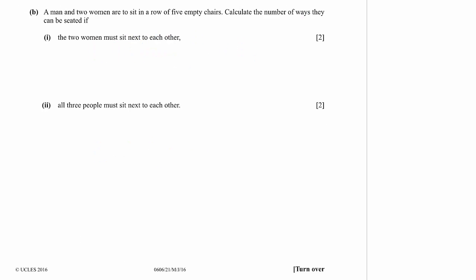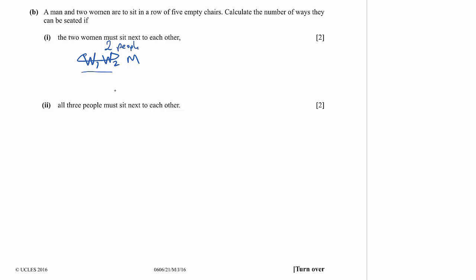A man and 2 women are to sit in a row of 5 empty chairs. Calculate the number of ways they can be seated if the 2 women must sit next to each other. So what we're going to do is consider the 2 women as being bound together. And then with the man, we consider this as just 2 people.